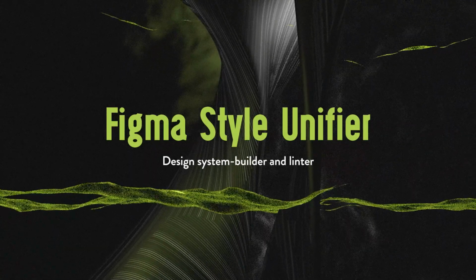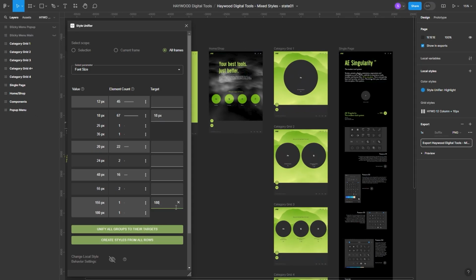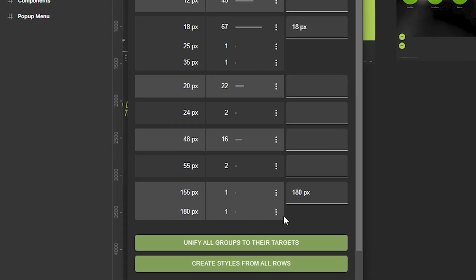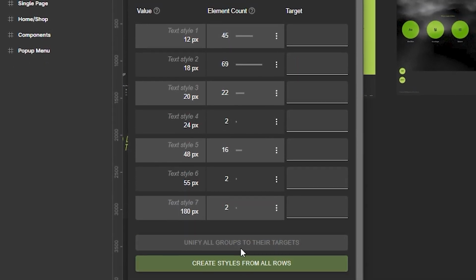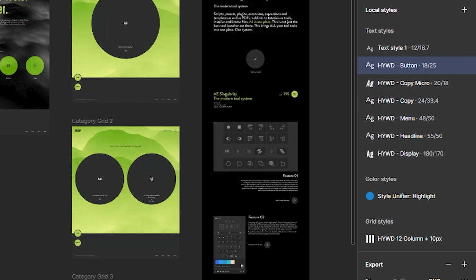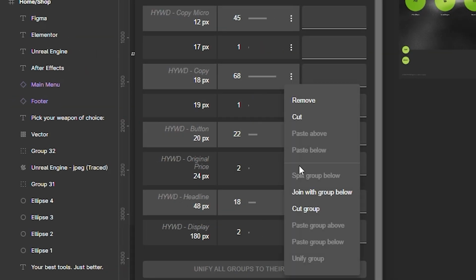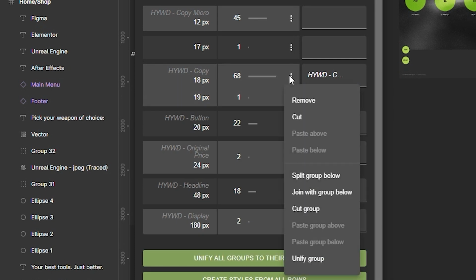Figma Style Unifier, Design System Builder and Linter. Unify style parameters throughout your Figma layout for better design consistency. Convert your intuitively designed first layouts into proper yet highly effective design systems. Find inconsistencies or unlinked elements easily, and merge them with your system styles.